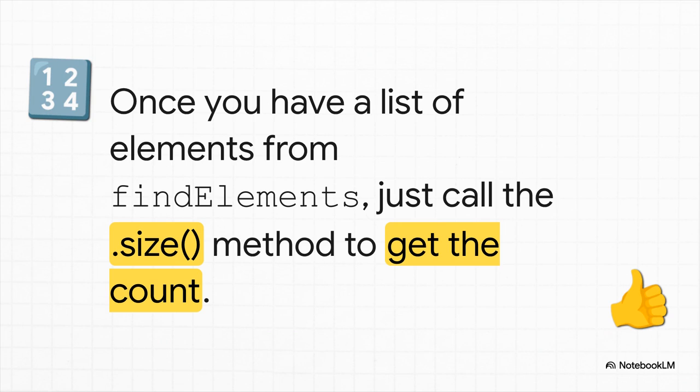So once find elements goes and fetches that list of all the matching radio buttons, the last step is super straightforward. You just call the .size method on that list. And what do we get back? 2. After telling our script to find all buttons with that shared name, the .size method returns this simple number. But for a tester, this number is powerful. It's confirmation. It is proof that the user is seeing exactly the right number of choices. And now, our test can confidently pass or fail based on this one crucial piece of data.